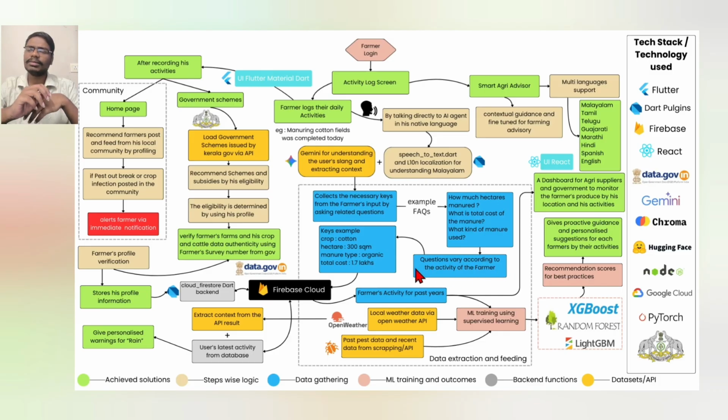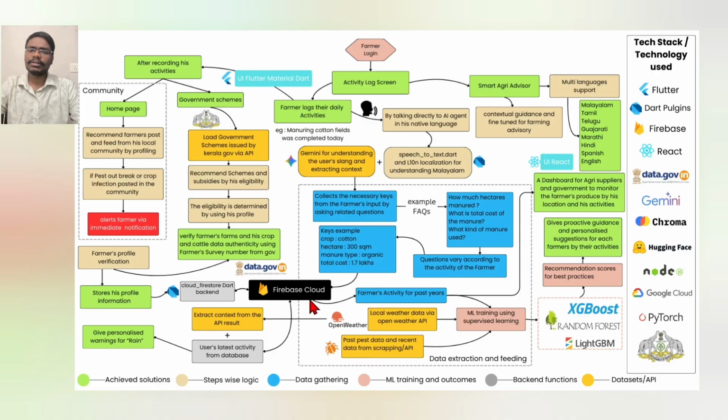We extract keys from the request query, for example: the cotton field was manured today. The keys are: crop, cotton; how much area was involved, 300 square meters; what kind of manure type was used, organic manure, using compost or something like that; and the total cost of this activity, whether profit or loss is involved. For example, I will put 1.7 lakhs as the cost involved. All these recorded activities are stored in the cloud day-wise, using the activity log screen.